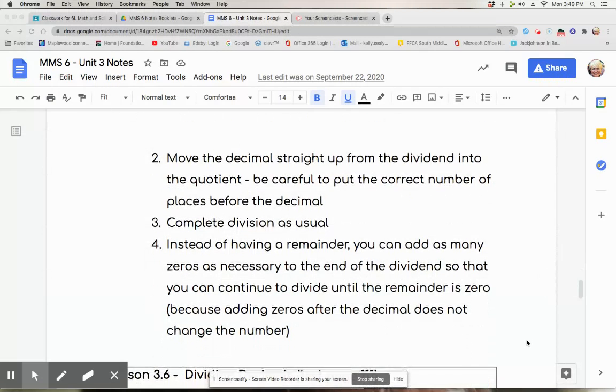Step 2 is to move the decimal straight up from the dividend into the quotient. Be careful to put the correct number of places before the decimal. Step 3 is to complete division as usual. And step 4 is, instead of having a remainder, you add as many zeros as necessary to the end of the dividend so that you can continue to divide until the remainder is 0, because adding zeros after the decimal place does not change the number. We always imagine decimal numbers with infinite zeros behind them.